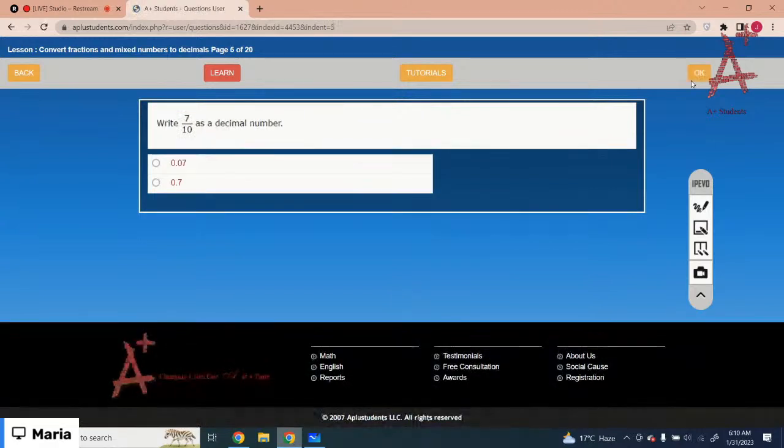Okay, the next one is write 7 over 10 as a decimal number. Amber, which is the correct option? Just write down the answer for this one. Which is the correct option?